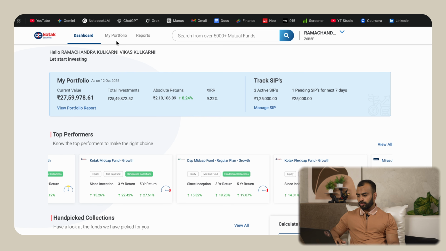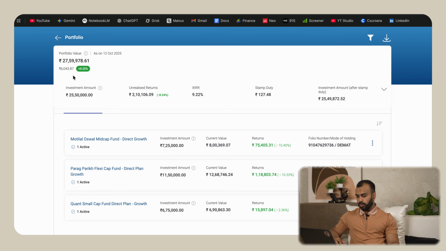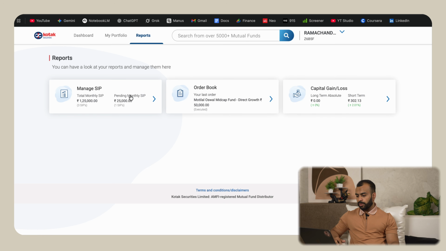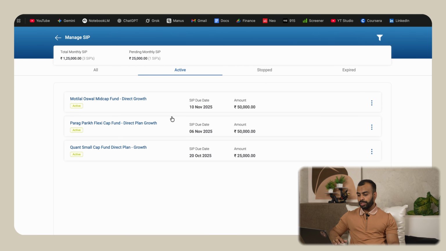This is where I buy my mutual funds. If you go here in my portfolio, these are the invested schemes that I currently hold. But more than the funds that I hold itself, what I want to show is what I mean by automating your wealth creation journey. I have created my SIPs here. You can have a look at this.